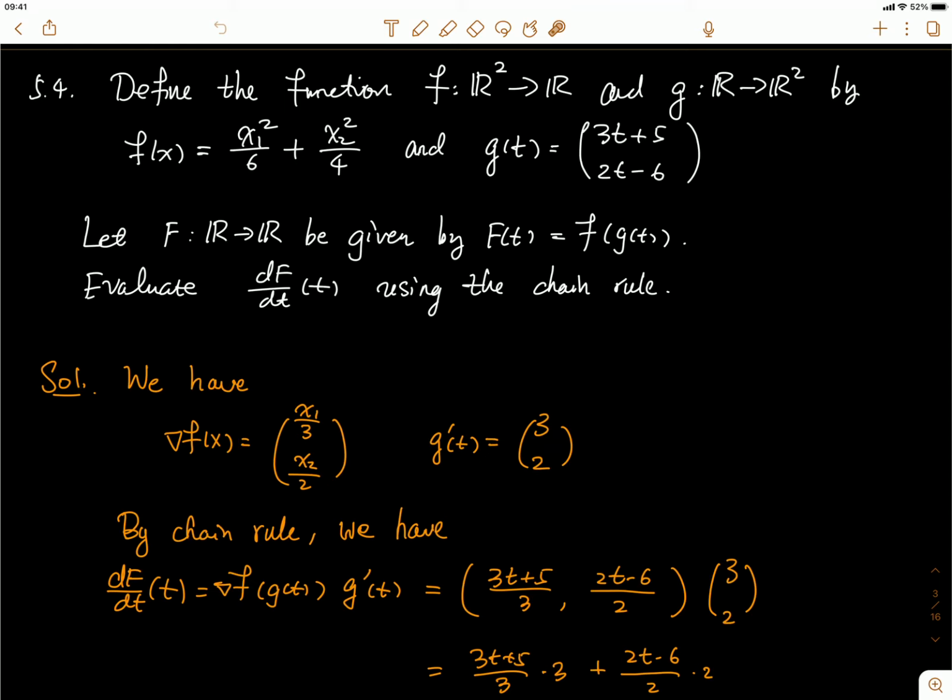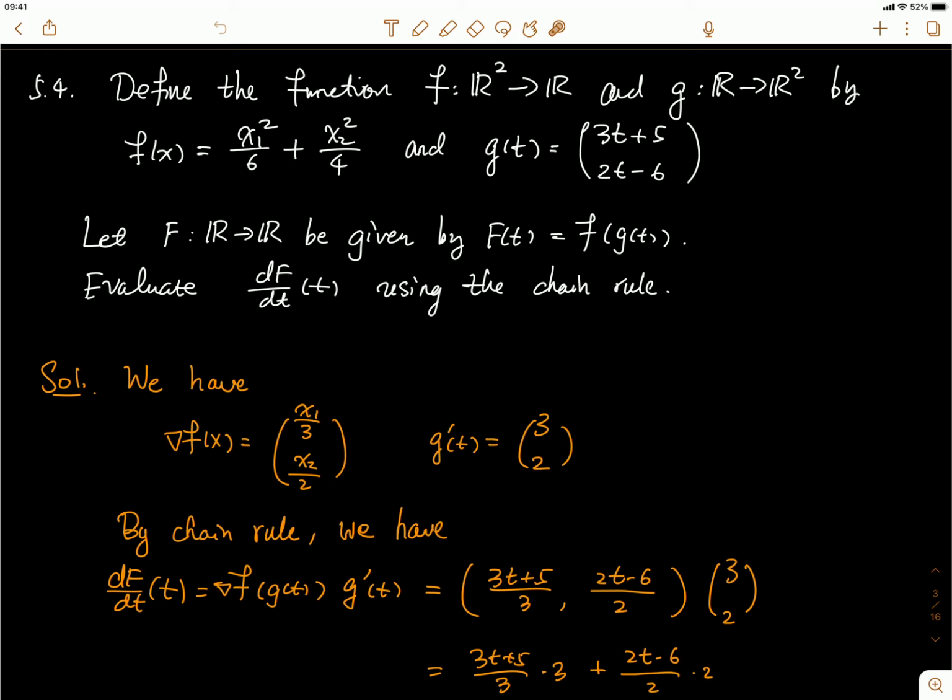Another problem gives us two functions, f and g. f is from R2 to R, and g is from R to R2. The functions are given in these expressions. Now consider the capital F, which is a composition of f and g. The question is to find the derivative of F with respect to t using the chain rule.